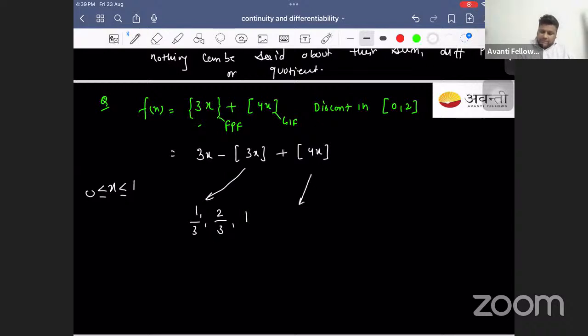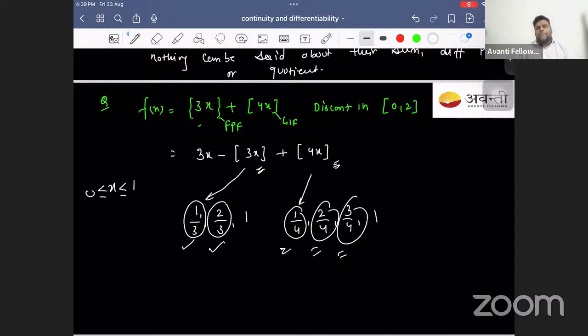Now, 4x is discontinuous at 1 by 4, 2 by 4, 3 by 4 and 4 by 4, which is 1. See, at 1 by 3, this is discontinuous, this is continuous, so overall the sum is discontinuous. At 2 by 3, this is discontinuous, the second one is continuous, so the function will be discontinuous. At 1 by 4, the second one is discontinuous, but the first one is continuous. Similarly 2 by 4, similarly 3 by 4. All right. Now there is only one point left, that is x equals to 1.